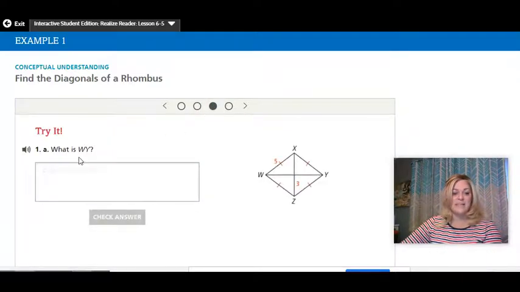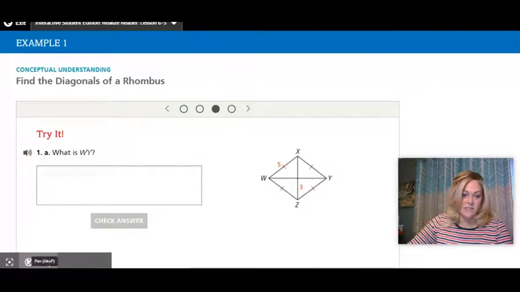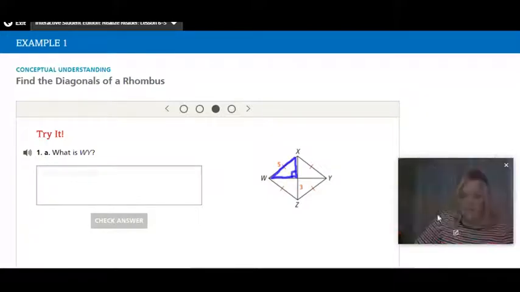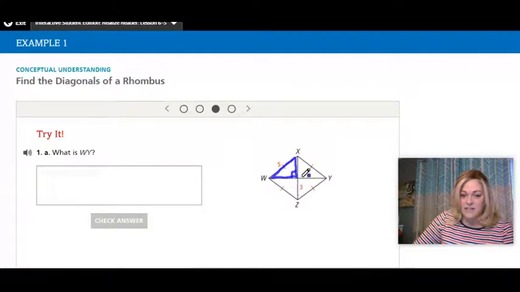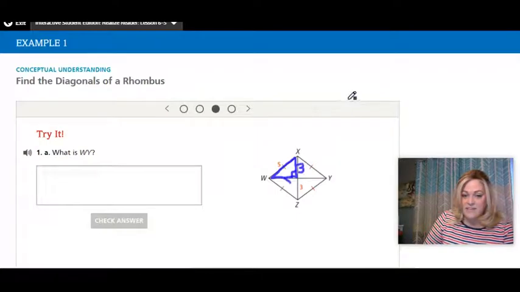Try this. What is WY? I'm going to write a few things on this board to see if you can understand this a little bit better. So if I have this triangle right here, and remember, I know this is a right triangle. And if this is 3 down here, then this up here would be 3 because the diagonals bisect each other. I can find this using the Pythagorean theorem.